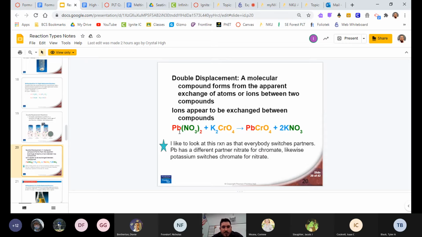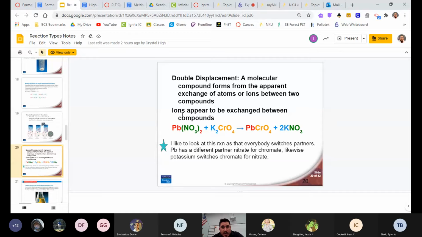Okay, so for example here, you have lead with nitrate, and you have potassium with chromate here. The lead can switch over here with the chromate, and the chromate can switch and come over here with the nitrate. And so you see here we have two compounds make two compounds.